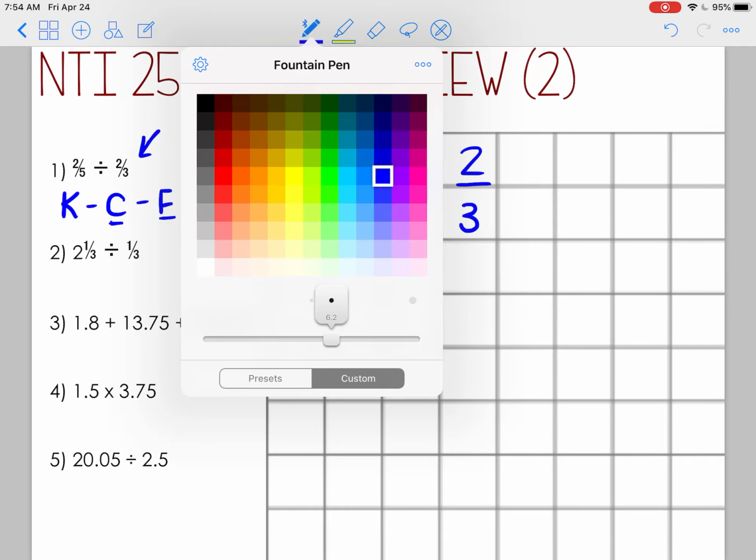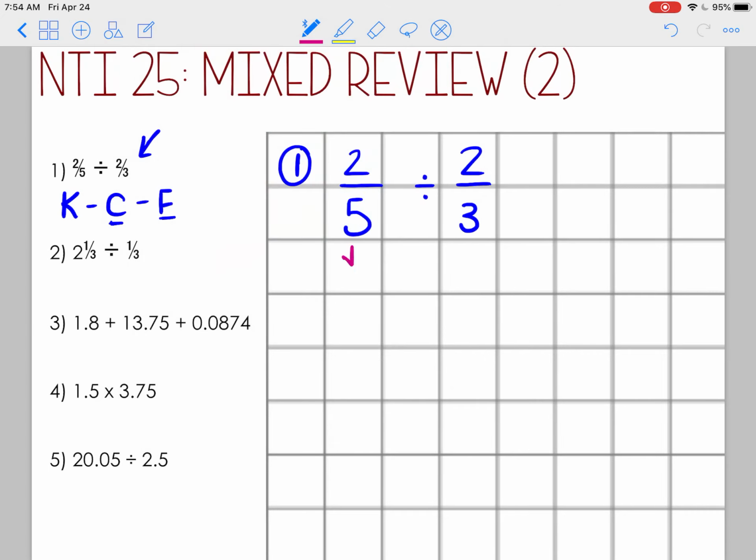And we're going to follow our keep, change, flip policy. I'm going to keep 2/5. I'm going to change division to multiplication. And then I'm going to flip 2/3 to its reciprocal to become 3/2. Now, to multiply fractions, we're just going to multiply straight across. 2 times 3 gives us 6. 5 times 2 gives us 10.